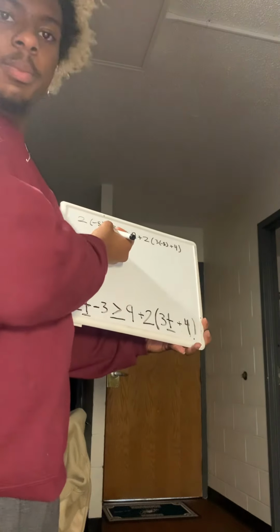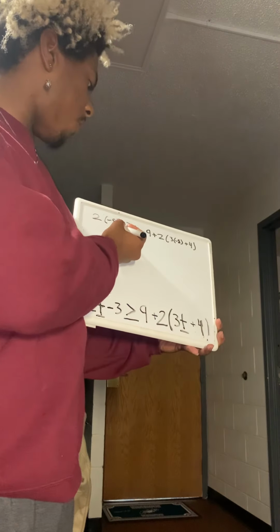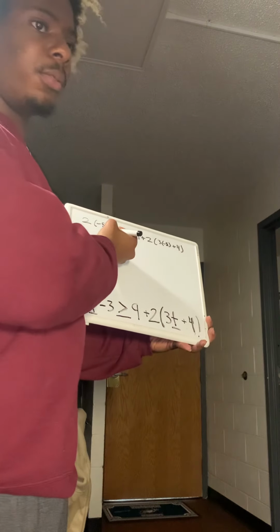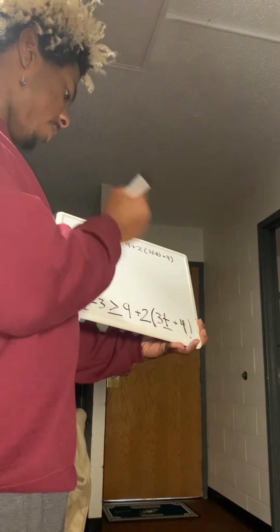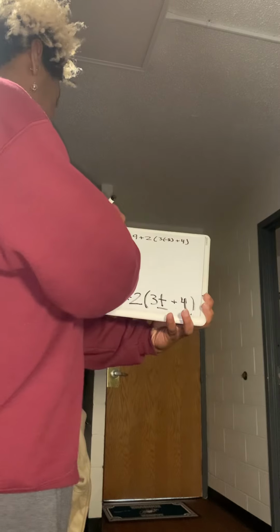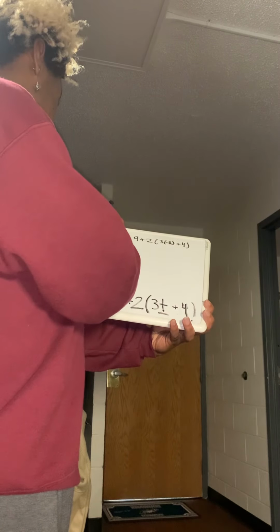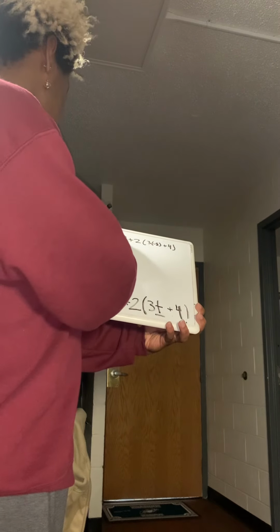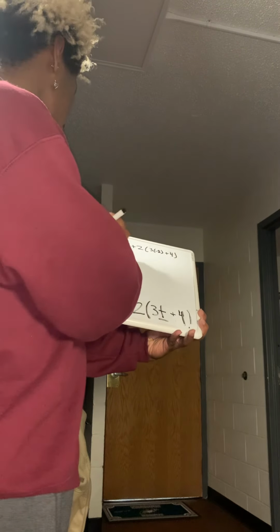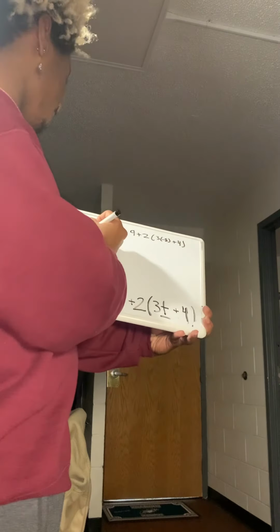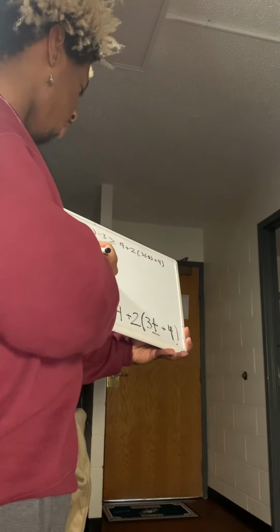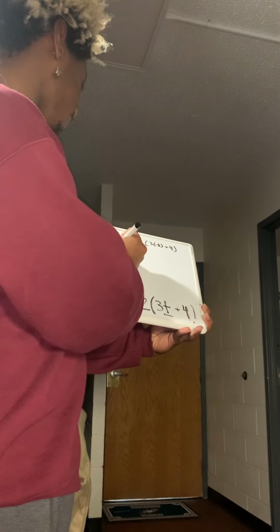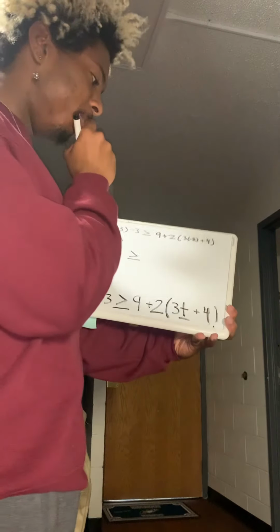Two times negative 5 equals negative 10. Negative 10 minus 3 equals negative 13. So we have negative 13 on one side for the final answer. Now let's solve the next.